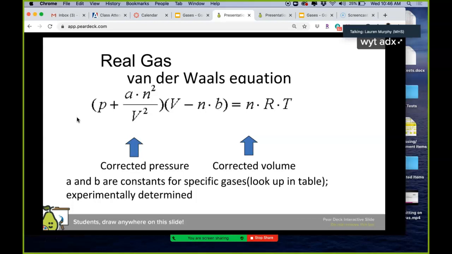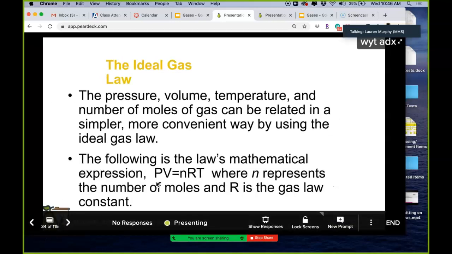Because we're going to follow the kinetic molecular theory and assume a bunch of things, we're going to use a much nicer looking equation called the ideal gas law equation. Here it is. It looks much nicer: PV equals nRT. This is a lot less crazy than that other equation was.